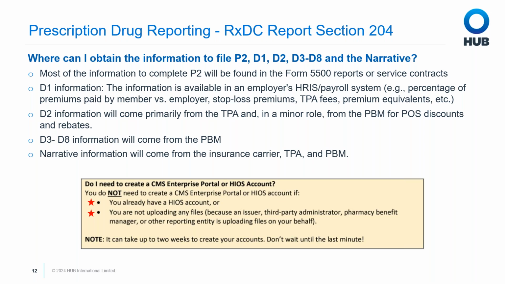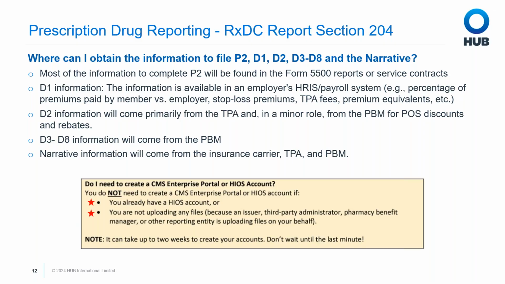The D1 information is found primarily in your HRIS system, and if you're self-insured or level-funded, you can ask for assistance from your stop-loss carrier or your TPA to assess what your premium equivalents are. If you're fully insured, you can reach out to your insurance carrier to assess what was the total premium amount paid to that carrier in 2023.